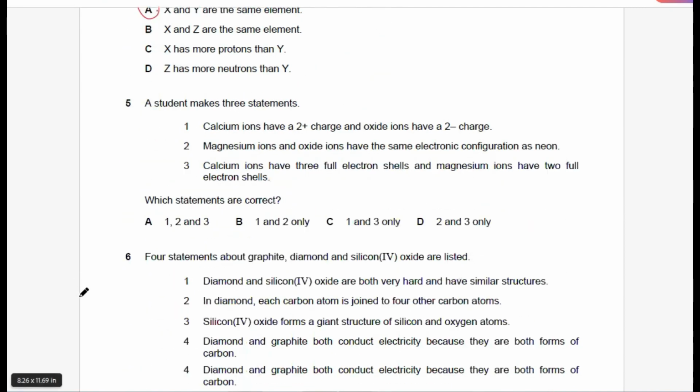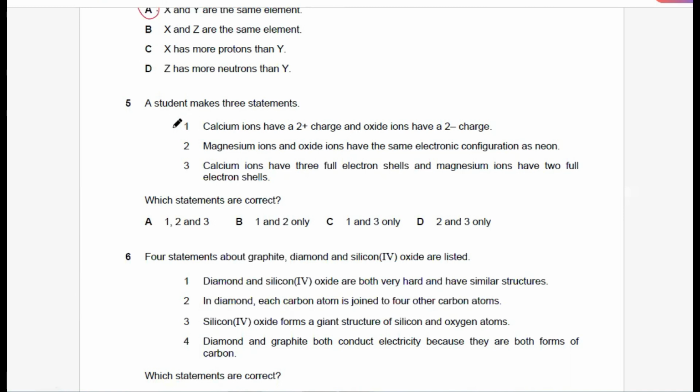A student makes three statements. Calcium ions have a +2 charge and oxide ions have a -2 charge. Magnesium ions and oxide ions have the same electronic configuration as neon. Calcium ions have 3 full electron shells and magnesium ions have 2 full electron shells. Which statements are correct? So we have to check. First one is correct because calcium belongs to group 2, so its charge is +2, and oxide has a charge of -2, right? Magnesium ions and oxide ions have the same electronic configuration.